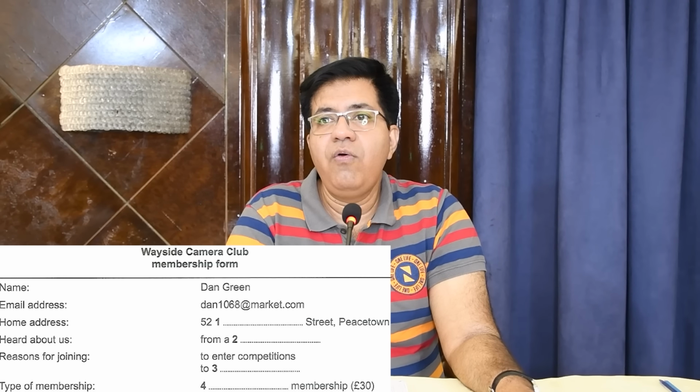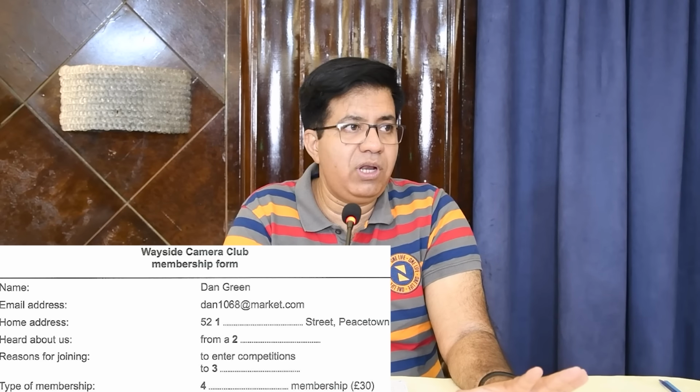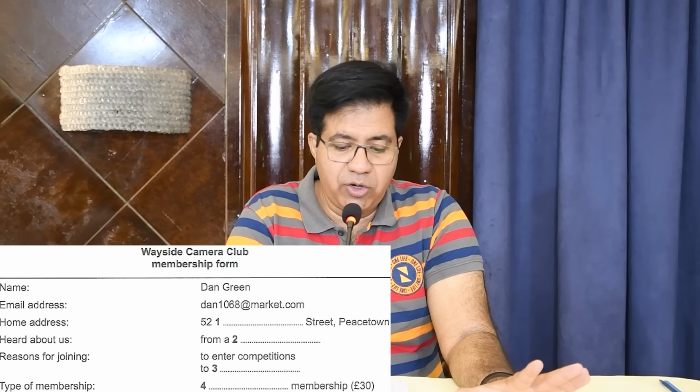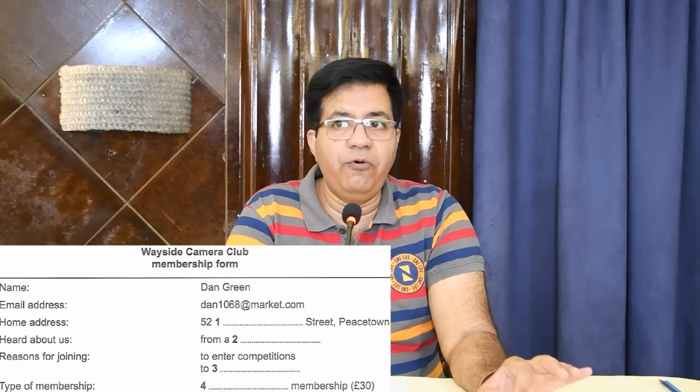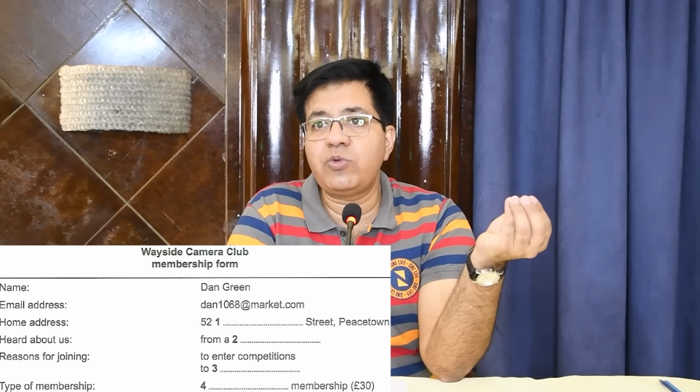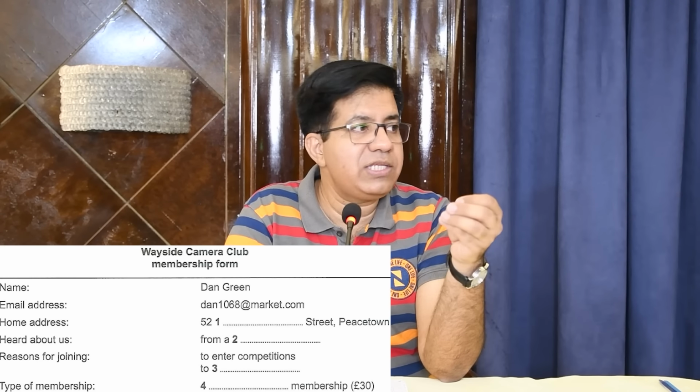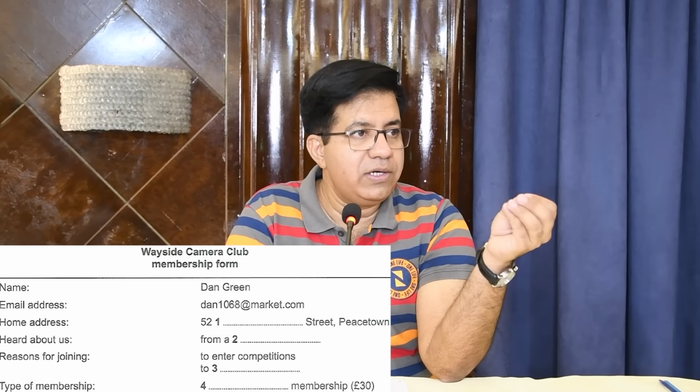Okay, so "full membership" is wrong. If you write membership with full, your answer will be absolutely wrong. The correct answer is full. And the second type was associate. And for that, the charges were £20. Okay. Now, let's go on.